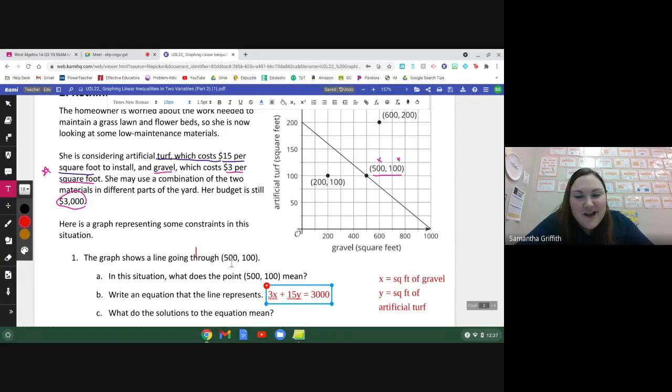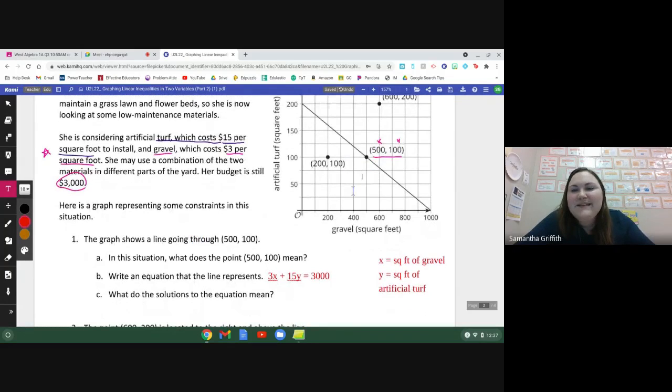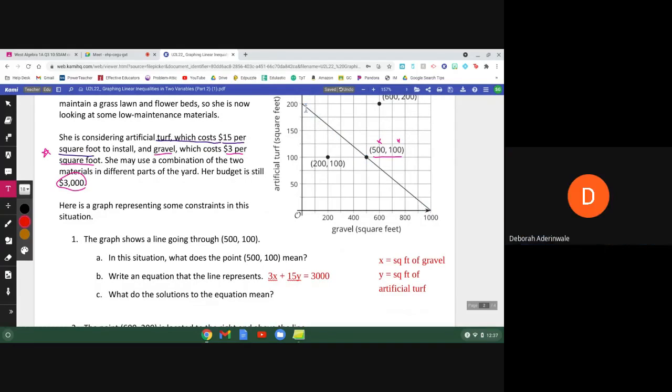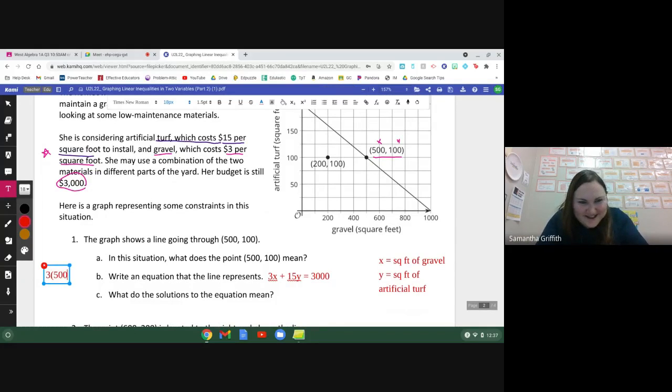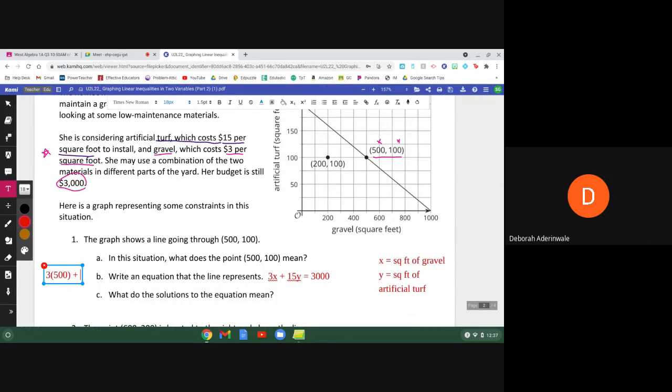Now we had been talking about this point earlier, this 500, 100. We noticed it was on the line. You guys told me what those numbers mean. What does it mean that 500, 100, that point there is on this line? That's 3 times 500 plus 15 times 100. Let's see what that gives us.